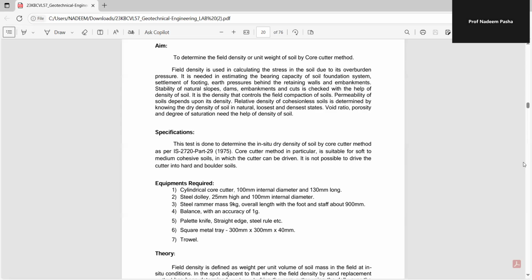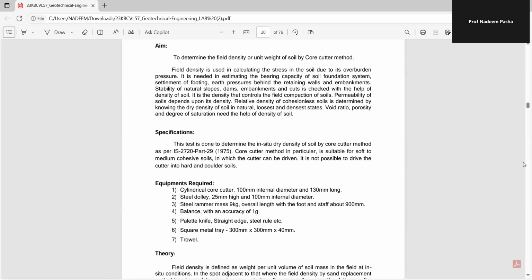So why is field density used? It is used in calculating the stresses in the soil due to its overburden pressure. It is needed in estimating the bearing capacity of the soil foundation system of footing, and earth pressure behind the retaining walls and embankment. The stability of natural slopes, embankments and cuts is checked with the help of density of soil. It is the density that controls the field compaction of soil.